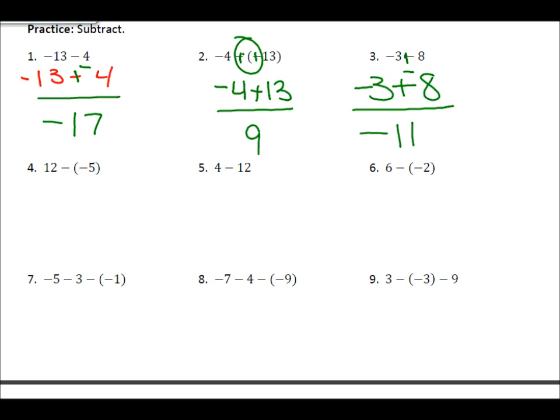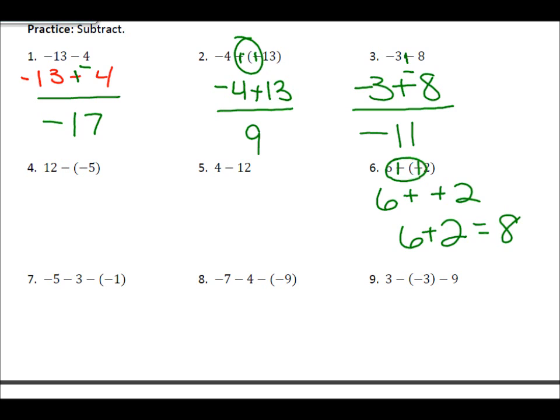So again, let's look at number 6. These two negative signs together here make a positive. So really what I have here is not 6 minus negative 2, but I have 6 plus 2. And 6 plus 2 is going to give me 8.